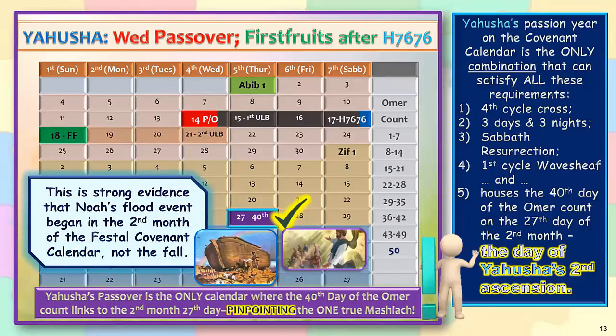This is strong evidence that Noah's flood event began in the second month of the festal covenant calendar, not the fall. There are those that would like to say that the flood happened in the fall. Well, look at this 27th day of the second month. That lines up with the 40th day Yahusha was on this earth. That's a pretty good clue that the flood was in the spring. This is end of review C.